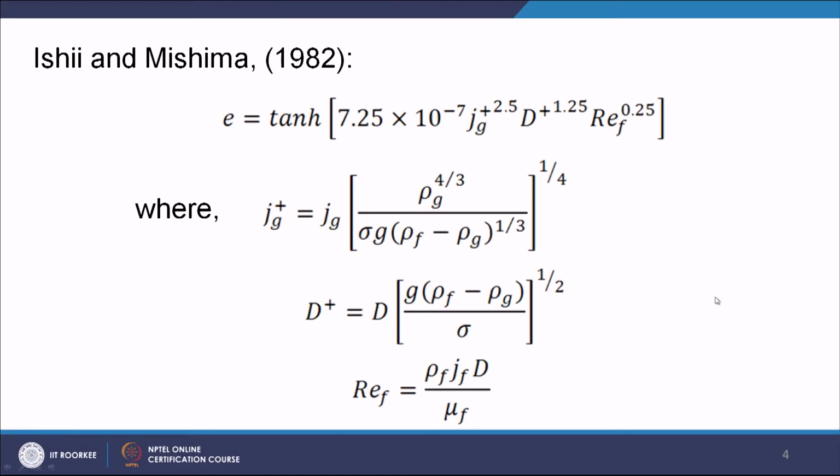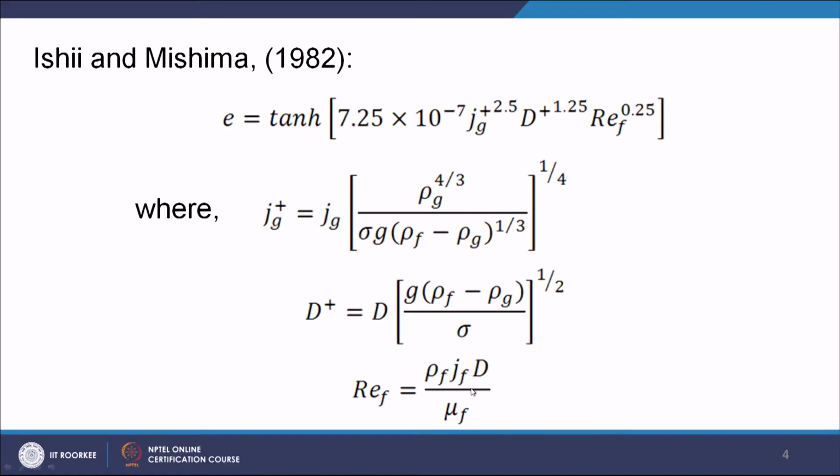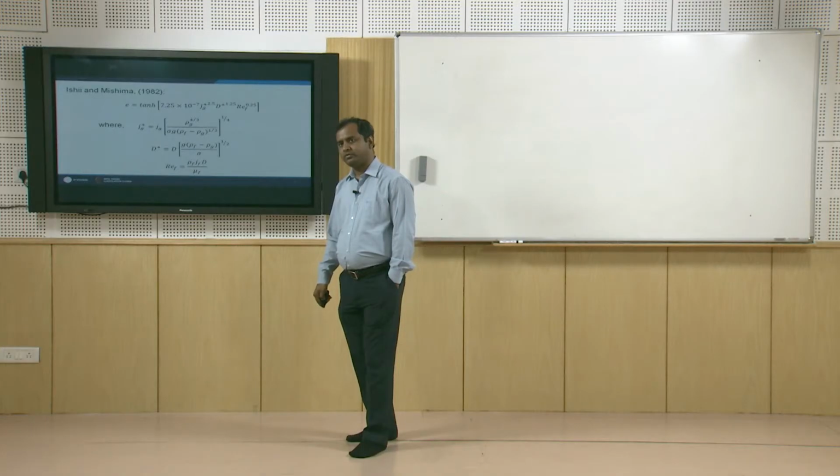In a similar fashion, D plus can be written as D multiplied by the square root of g into rho f minus rho g divided by sigma. This numerator and denominator come from the balance of buoyancy force and surface tension force. So, we are non-dimensionalizing the diameter of the tube by this non-dimensional length. The half power of that comes into the picture for non-dimensionalizing the tube diameter. So, D plus is D into this one. And we know that the film Reynolds number is nothing but rho f into Jf into D divided by mu f. So, all the fluid properties are taken into the picture.